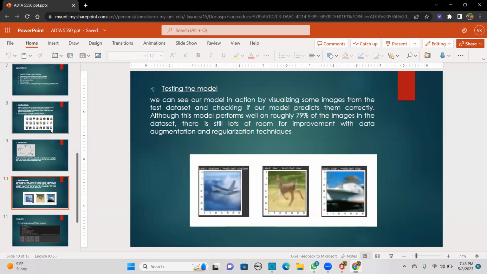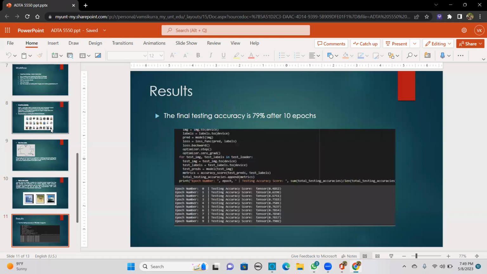It uses convolutional layers to detect patterns and features in the image, and a fully connected layer for classification or recognition. And these are the results. The final testing accuracy is 79% after 10 epochs.